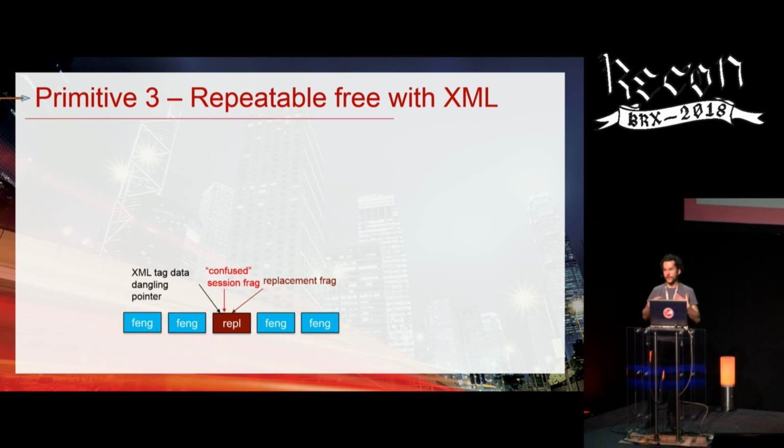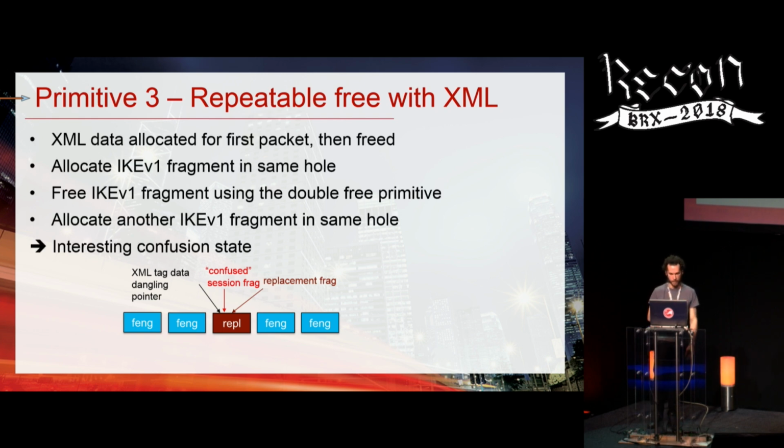I could actually do it over and over, because now I have an allocated chunk again, so I could free it again, but I don't really need to. I have what I want. So it's an interesting confusion state, because it's not like a type confusion bug, but it's confused on the heap.